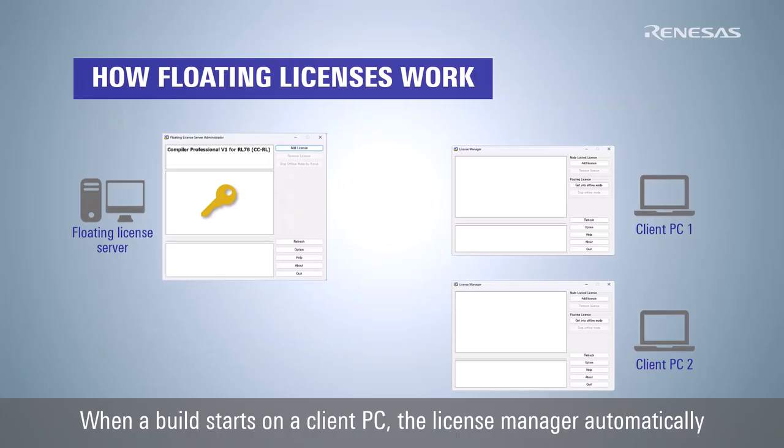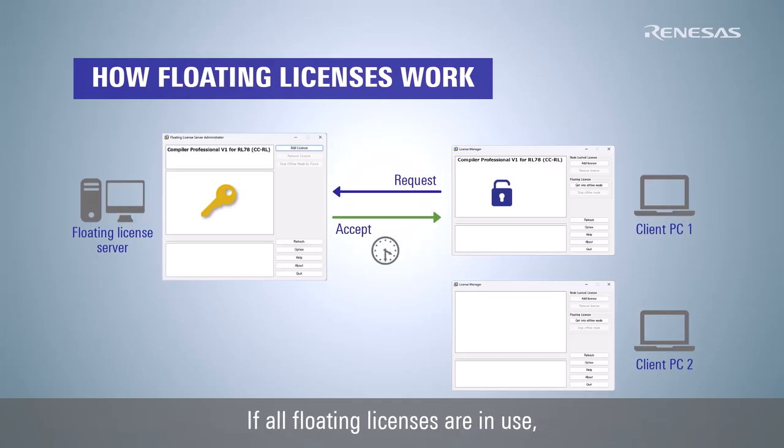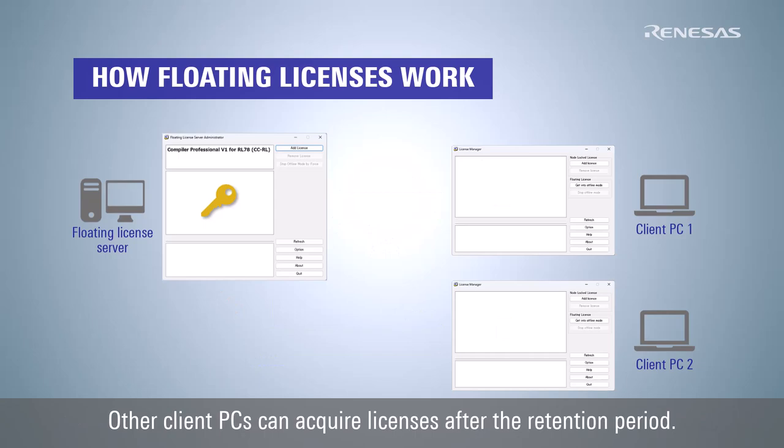When a build starts on a client PC, the License Manager automatically obtains a floating license from the server and retains it for 30 minutes. If all floating licenses are in use, the compiler on other client PCs will operate as a free evaluation version. Other client PCs can acquire licenses after the retention period.